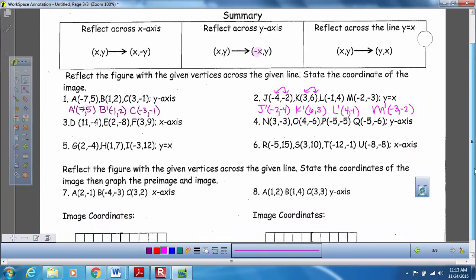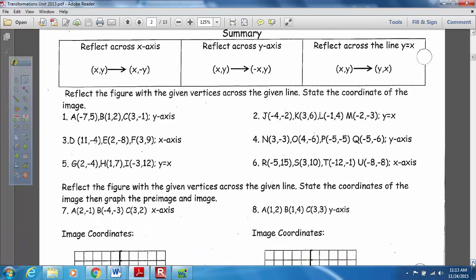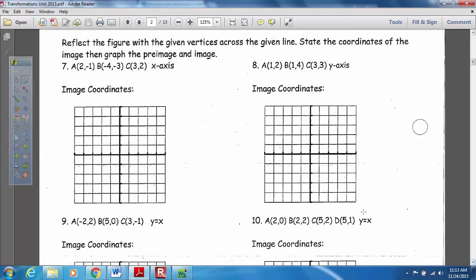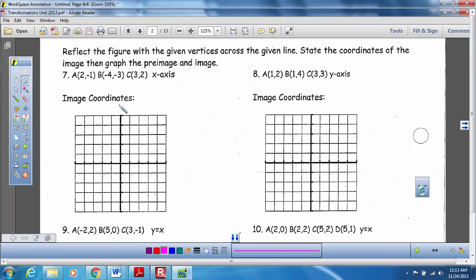Alright, now let's try one on the coordinate plane. Let's look at number 7. In number 7, they want us to graph the pre-image. Remember, that's the first set, and then they want us to graph the image, which is our prime. So let's go ahead and write out our prime here. They want us to reflect across the x-axis. So that means our y's will change. Here I would keep 2, change the sign of 1. For B prime, I would keep -4, change the sign of -3, so that would be a +3. And for C prime, I would keep 3, swap to -2.